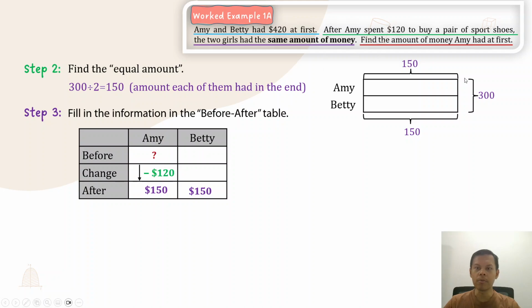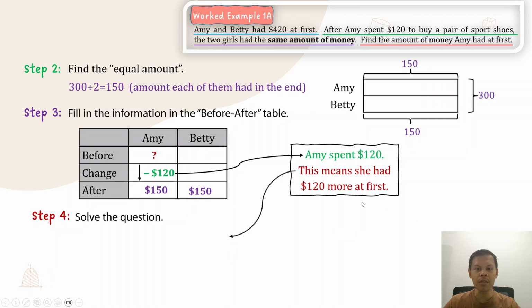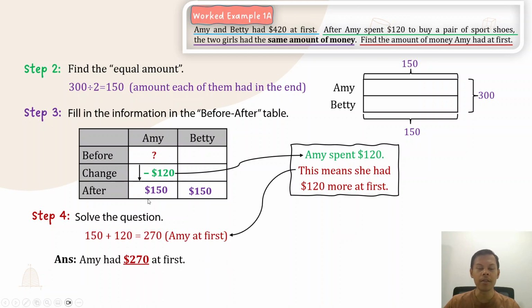Alright, so what do we want to find? We want to find the amount of money Amy had at first. So this is the before and after table. We know that this is going to be minus 120. So how are we going to find the number before? We need to work backward, which is if this is minus 120, we need to plus 120. So 150 plus 120, we are going to get 270. So the answer is Amy had $270 at first.